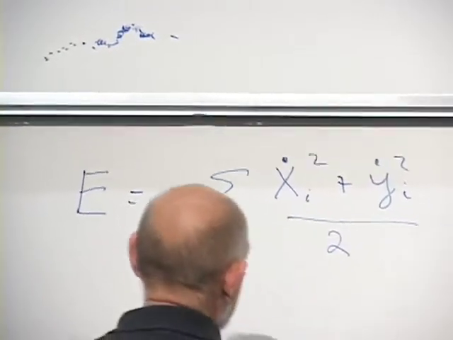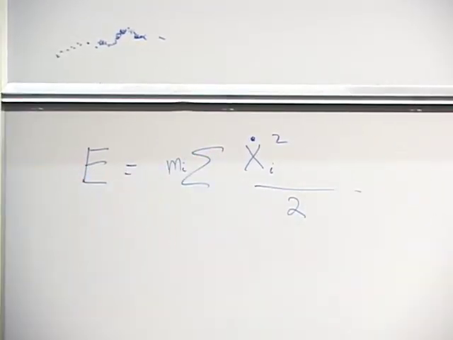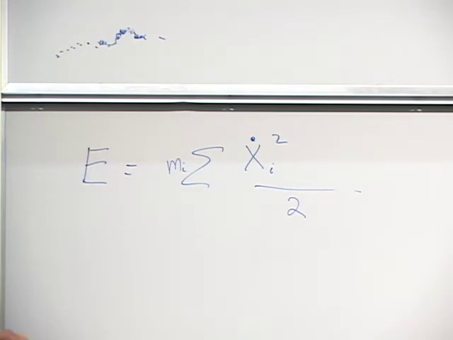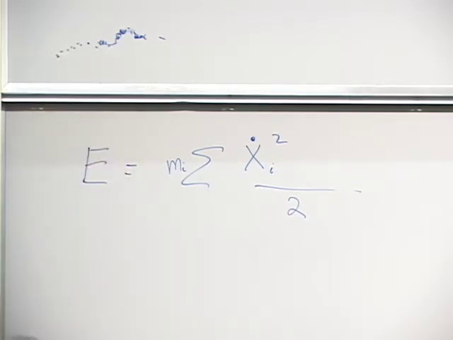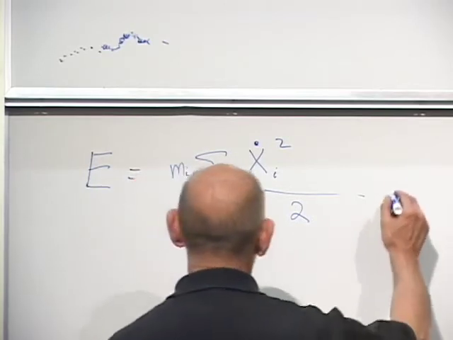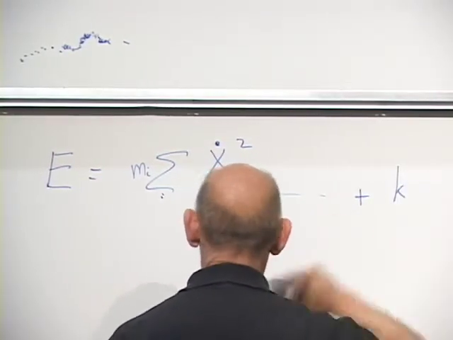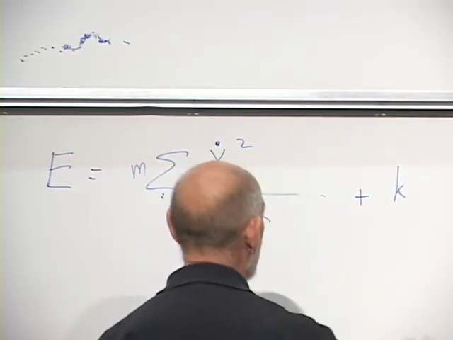Let's just call this x sub i squared. x sub i squared now stands for x dot squared plus y dot squared. Okay, what is the potential energy between the points? The potential energy is a sum also over all neighboring pairs. So there's another sum over i here. There's a spring constant, let's just call it K. All the mass points have the same mass.